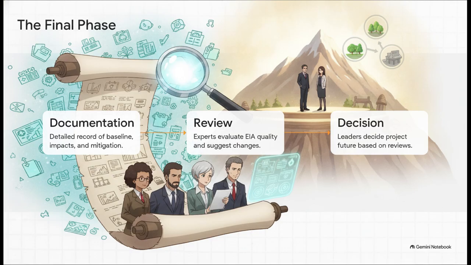The scoping, the consultations, the baseline data, impact methodology, alternatives, mitigation, the EMP, along with all the interpretations justifying the project. Then, in step 10, independent experts review this giant report to evaluate its quality. If anything is missing, they demand modifications. And finally, in step 11, the competent decision-makers review all those expert recommendations and make the final call on the future of the proposed project.